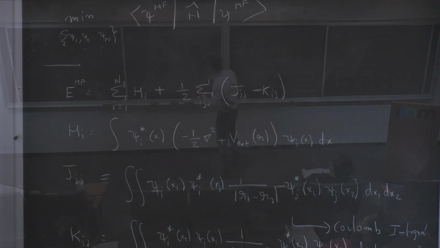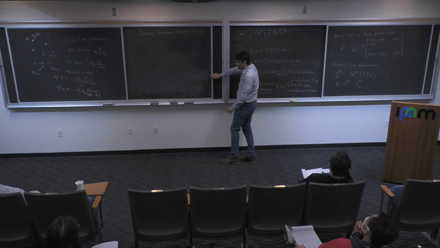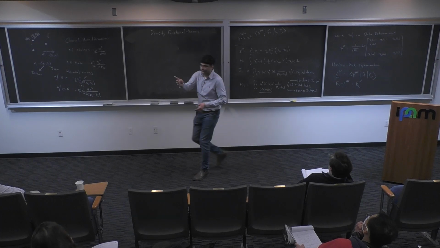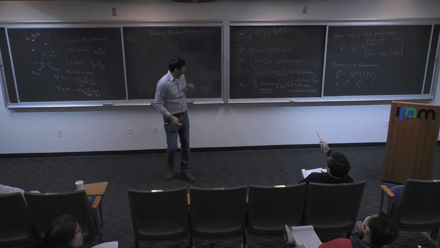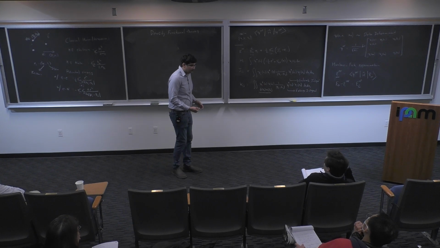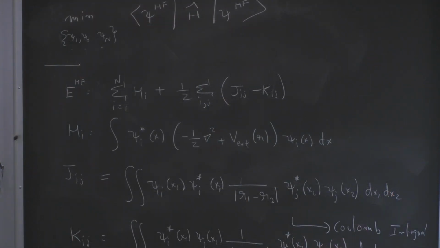I think I erased the board, which is right here. But that's what gives you the Fock equations, right? Which are just Euler-Lagrange equations. If you do not constrain it to be of that form, then you get the true lowest eigenvalue of... Well, not really. We are already saying if you just take any wave functions.